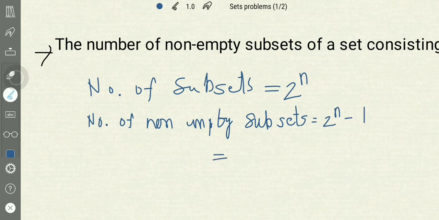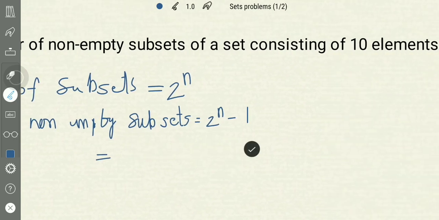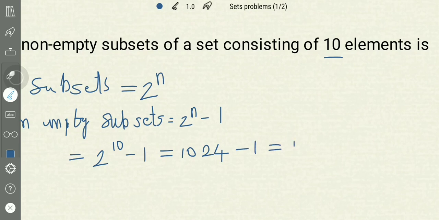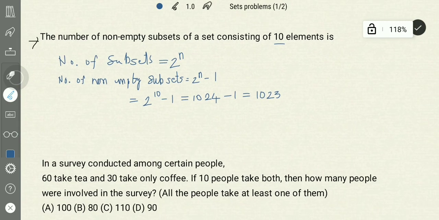How many elements are there? It is 10 elements. So 2 power 10 minus 1. 2 power 10 is 1024, minus 1, which is equal to 1023 subsets. So, next one.